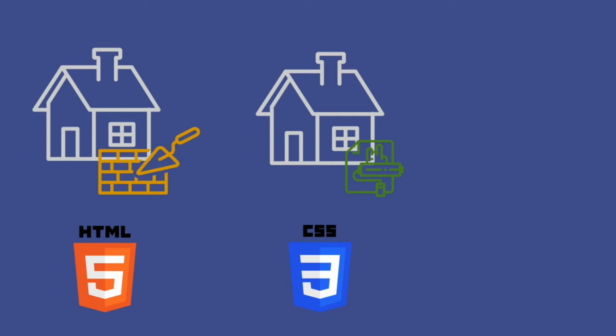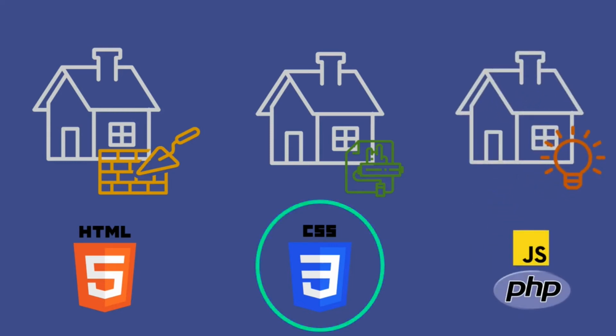We could take this a step further and think of JavaScript and PHP as providing function to the house. So making the heating systems, electrical systems, and the ventilation systems all functional within the house. But mainly we want to stick to CSS right now. So right now, let's quickly see CSS in action.